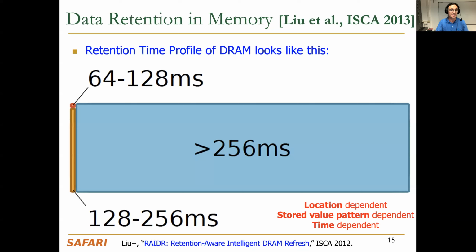But of course, exploiting this is not easy because data retention is very much location dependent. You need to understand which locations have which data retention times. It's dependent on the stored values of the cell as well as the cells surrounding it. It's also dependent on quantum-like effects like the variable retention time, which is well documented, but it's becoming much worse in smaller technology nodes, as we show in our papers.